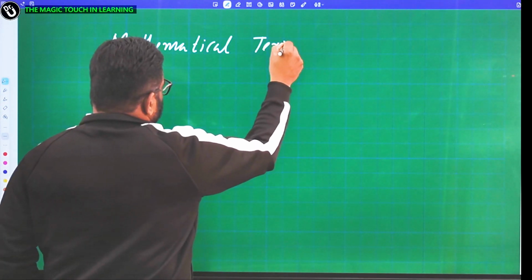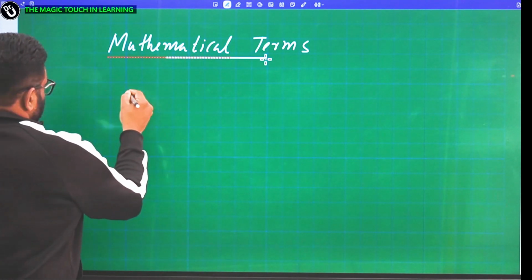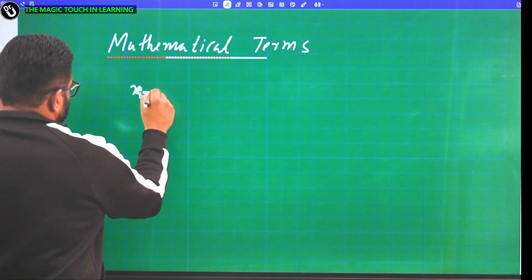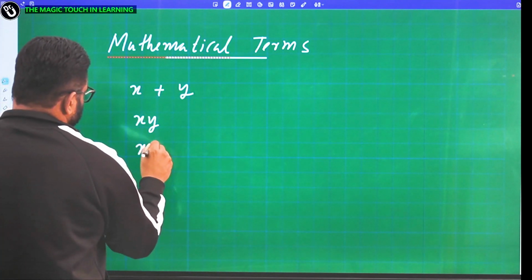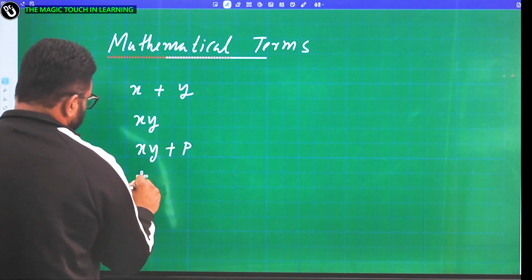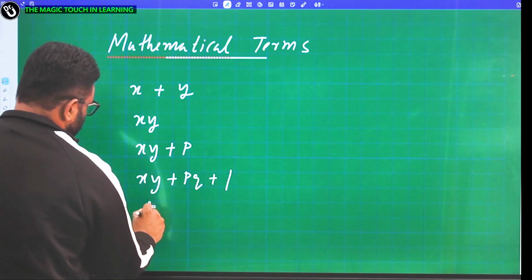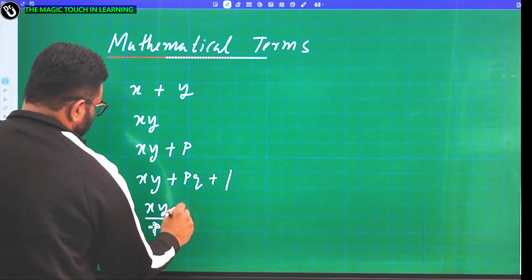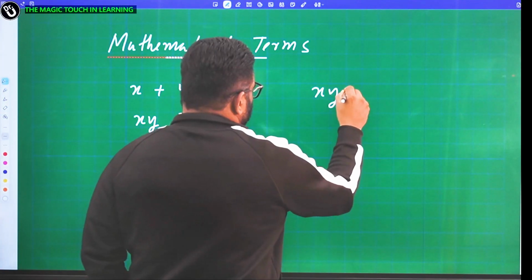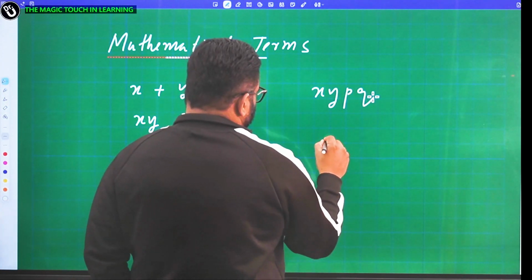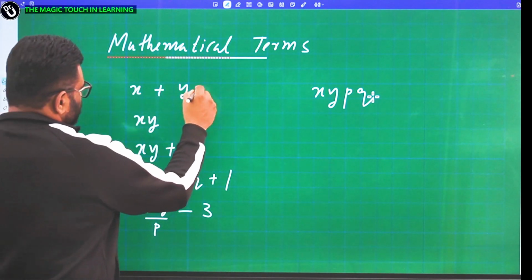Now, let's try to look at mathematical terms. I am going to take a few examples here: x plus y, xy, xy plus p, xy plus pq plus 1, xy divided by p minus 3, xy pq. Okay, that's enough. Now in here, how many terms are there?